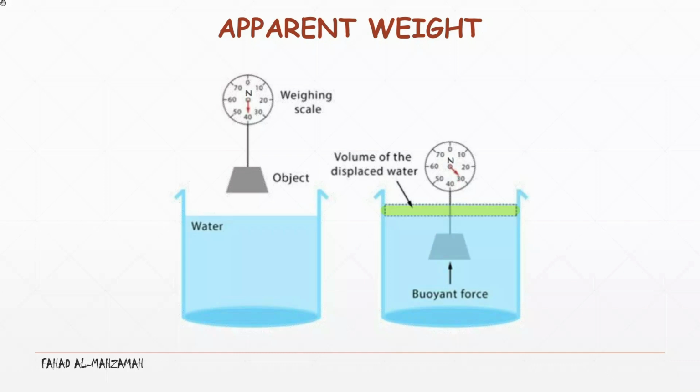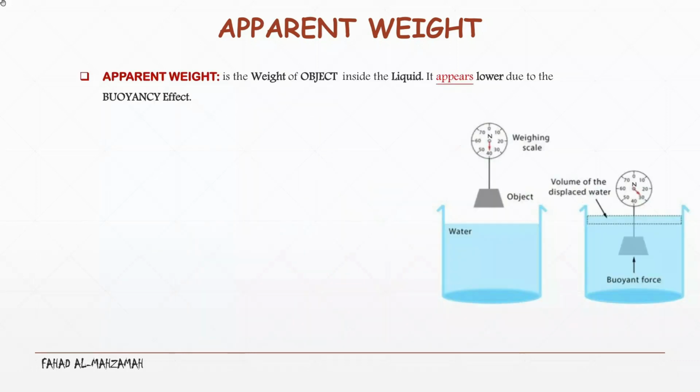So how to find the apparent weight? Before that, let's take the definition. The apparent weight is the weight of the object inside the liquid. So it appears lower. That's why we call it apparent. It appears lower due to the buoyancy effect. It appears to you that it weighs less, but in fact its weight hasn't changed; the apparent weight is what remains after the effect of the buoyancy.